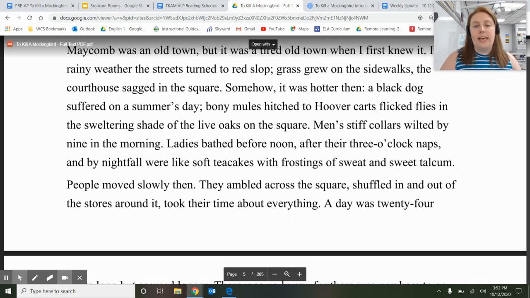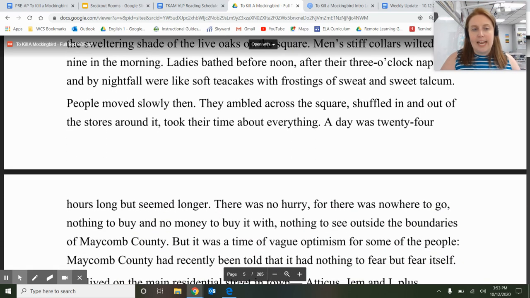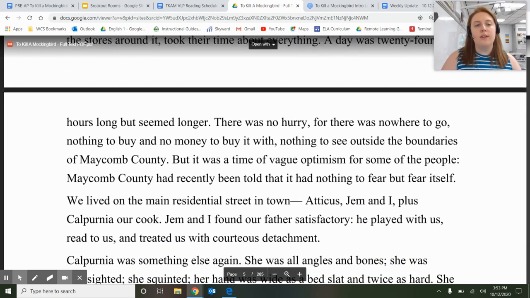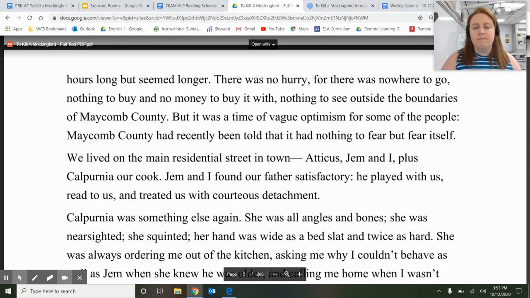People moved slowly then. They ambled across the square, shuffled in and out of the stores around it, took their time about everything. The day was 24 hours long, but seemed longer. There was no hurry, for there was nowhere to go and nothing to buy and no money to buy it with, nothing to see outside the boundaries of Maycomb County. But it was a time of vague optimism for some people. Maycomb County had recently been told that it had nothing to fear but fear itself. We lived on the main residential street in town. Atticus, Jim, and I, plus Calpurnia, our cook.